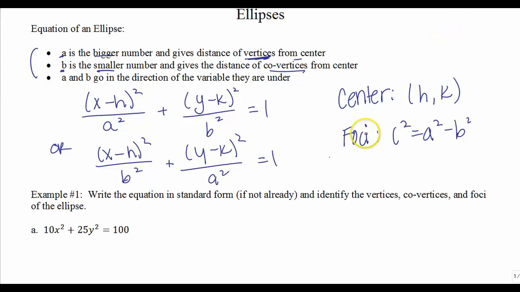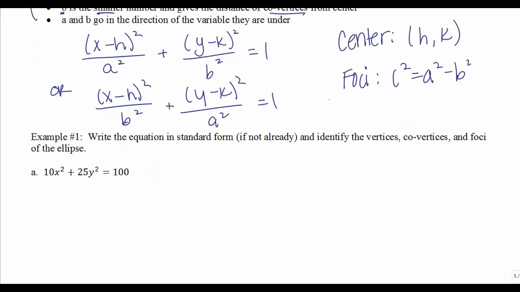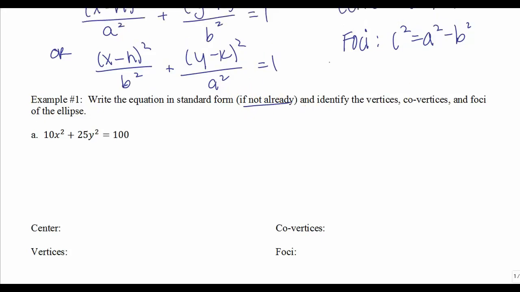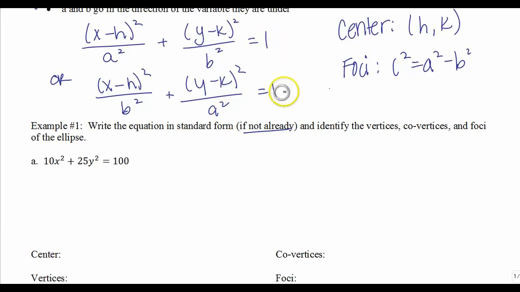Your center is at (h, k), and for your foci, you have to remember this equation: c^2 = a^2 - b^2. So let's use what we know. Basically, we're using everything that we know to write the equation in standard form, if not already, and identify the vertices, co-vertices, and foci of the ellipse. So what does it mean to be in standard form? Well, it's got to equal 1. This up here is standard form.